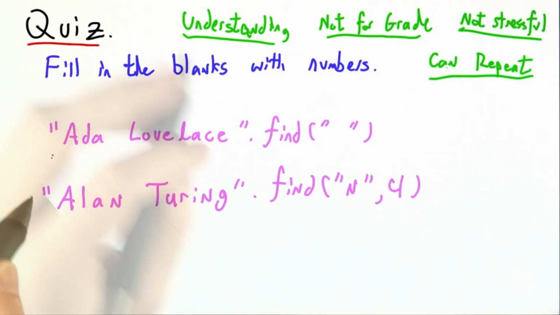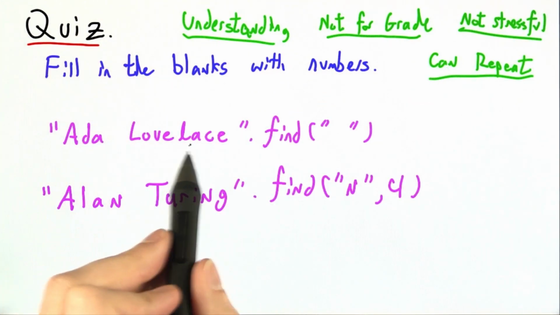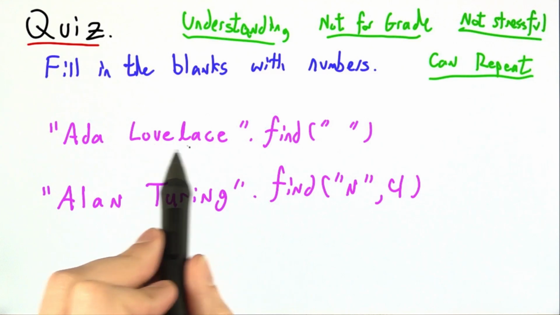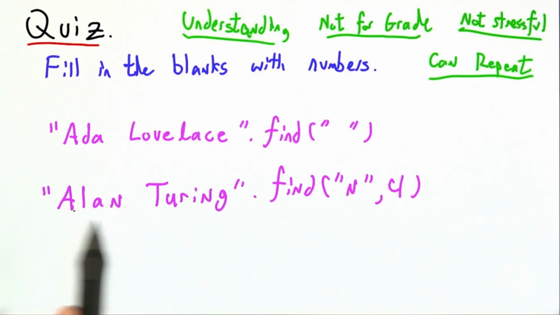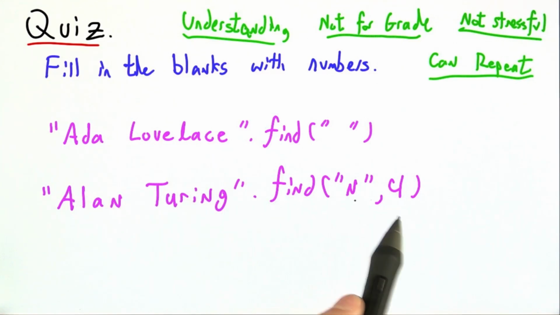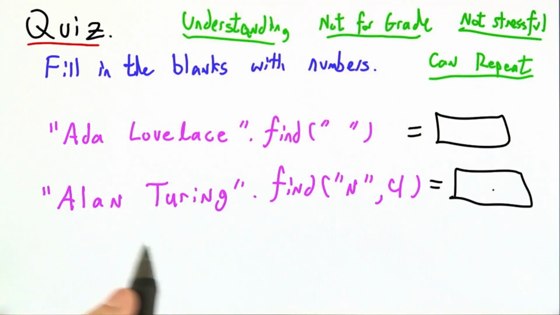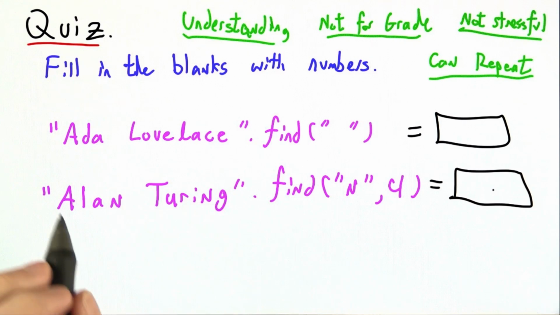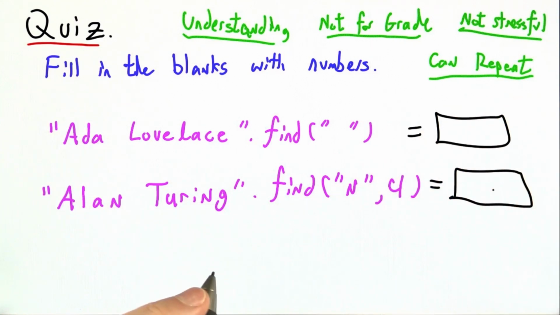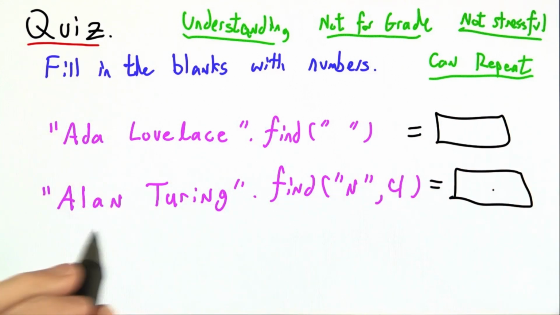So here I've written 2 Python expressions, adalovelace.find space, let's say we're trying to break this up into words, and alanturing.find n starting at 4. And I'd like you to fill in each blank with the answer we would get from the Python interpreter. You can use Python if you'd like to get a better feel for how this is going to turn out, but you can also just try to solve it on your own by thinking hard about the structure of the problem.